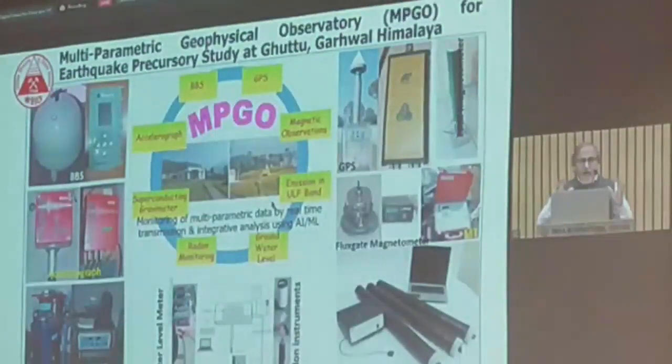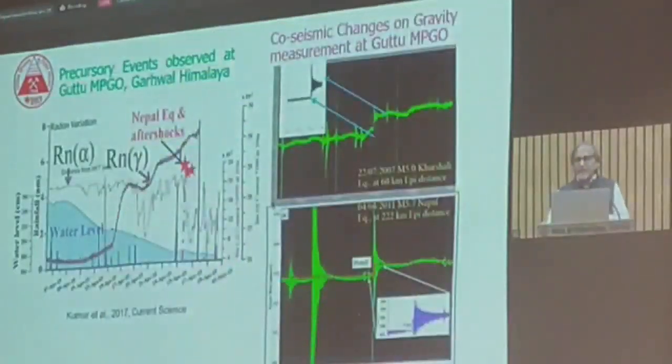So we have studied some of the multi-parameters by setting up multi-parametric sensors in the Guttu, with BBS, GPS, magnetic observatories, accelerographs, and conducting gravimeter, emission of the ULF, as well as groundwater level and radon monitoring. And I am showing some of the examples at the Guttu Observatory. If you look into the Garhwal Kumaon Himalayan region, before the Nepal 2015 earthquake, if you look into the water table, there has been some sort of leveling, that before the earthquake there has been some sort of anomaly. We can see radon alpha, there is some sort of anomaly. Radon gamma, there is some sort of anomaly. So all these precursory events show some sort of anomalous behavior before the actual event takes place.